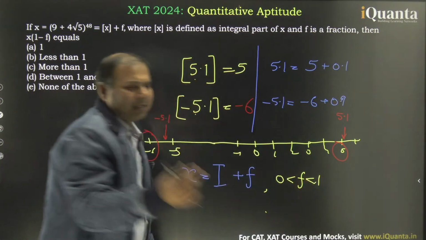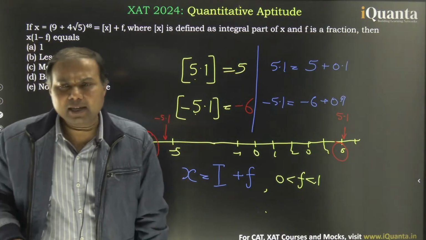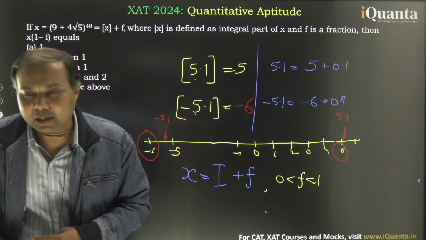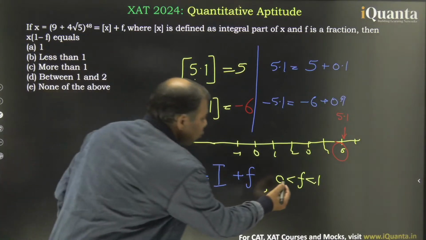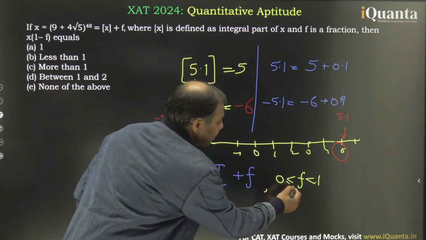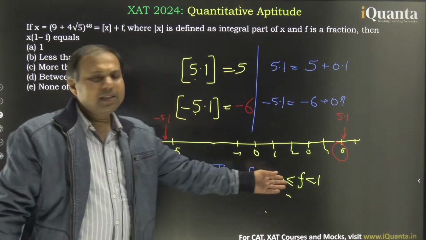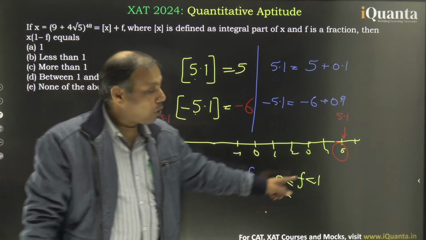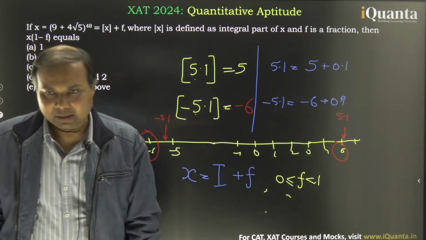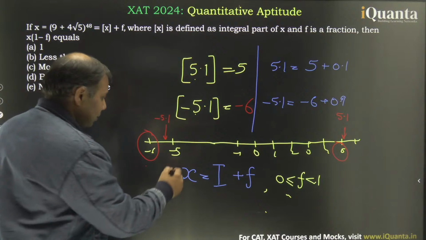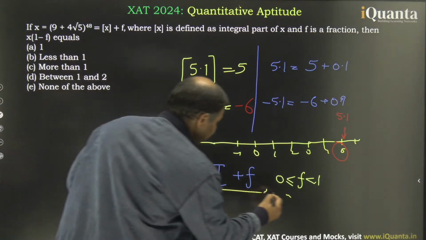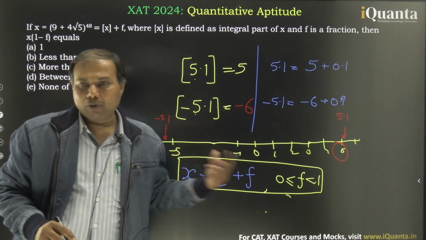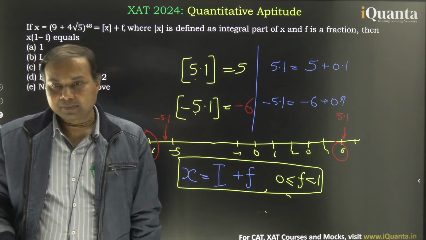But then there can be one confusion in mind. What about the integer numbers? There is no fractional part there. So for that we can include the equality also, that this fractional part can be 0 also. So the fractional part is greater than or equal to 0, but always less than 1. Is it clear so far? So this is our conclusion in short about the greatest integer function values.